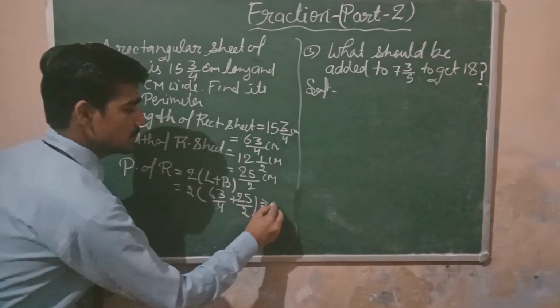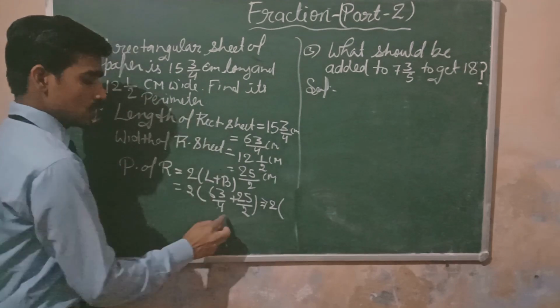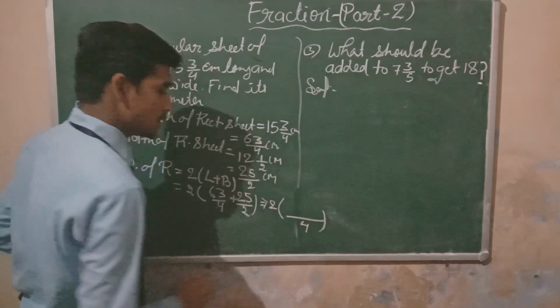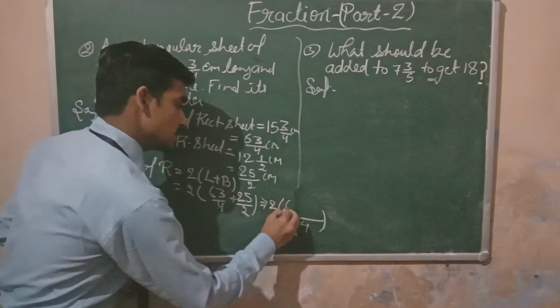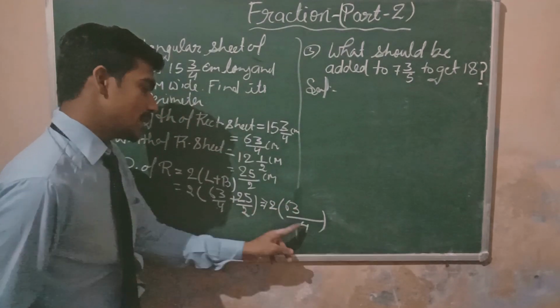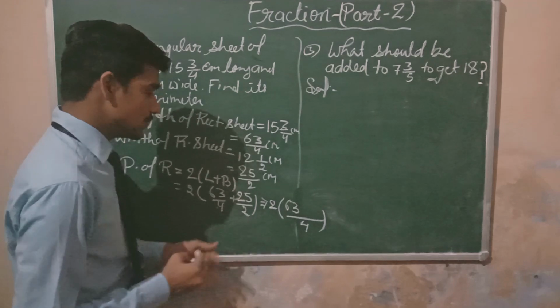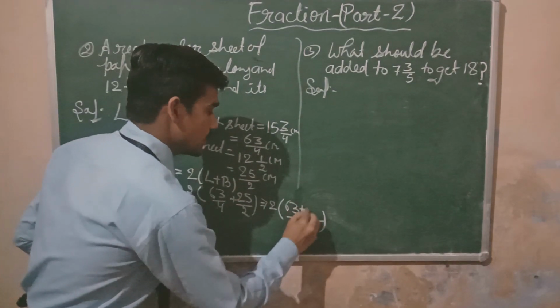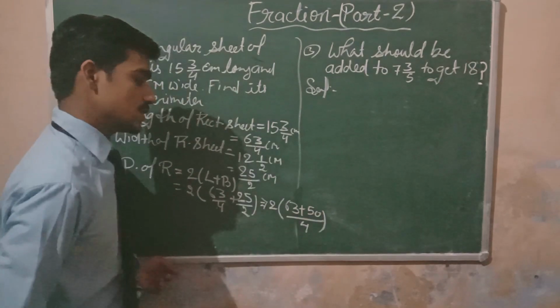And take the LCM. 2 and 4, LCM is 4. 63, 4 divided by 4 we get 1, and 4 divided by 2 we get 2, and 2 multiplied by 25, we get 50. Clear, students?